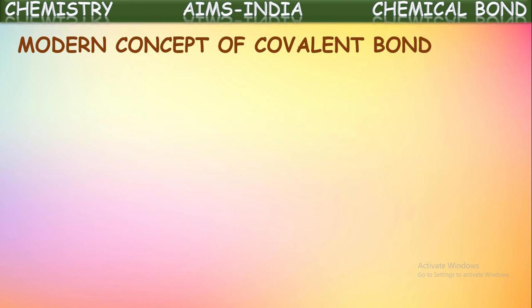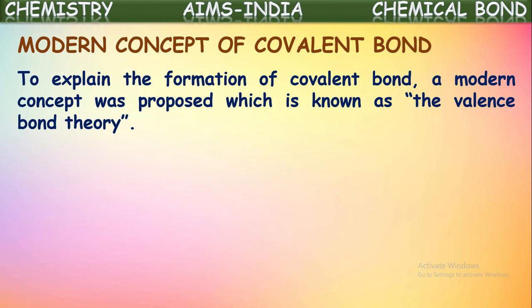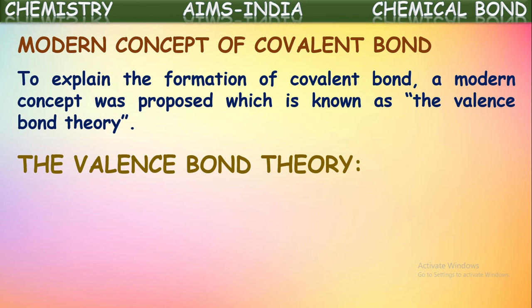Let us see here the modern concept which explains the covalent bond formation. To explain the formation of covalent bond, a modern concept was proposed which is known as the valence bond theory, because here the covalent bonds are formed between the valence electrons of the atoms. Let us see here what are the important postulates from this.